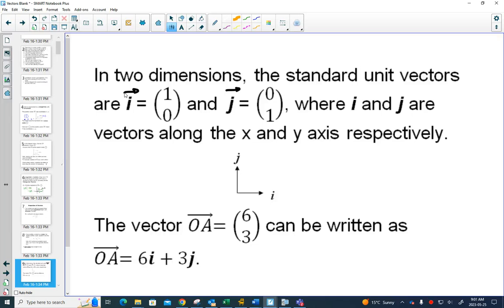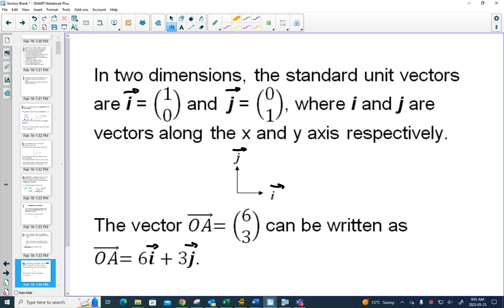So the vector I, this one, remember that the 1 at the top, that's your x direction. So this would move 1 unit to the right. And this 1 at the bottom, that's your y direction, that would move 1 unit up. So this is your vector J, and this is your vector I. We can add arrows on top of those.